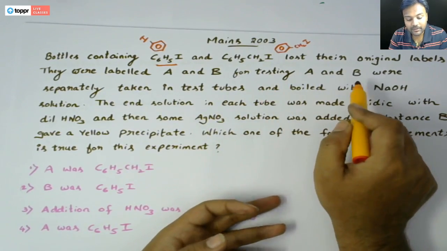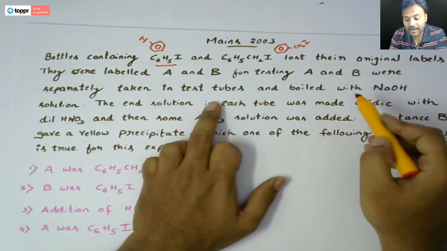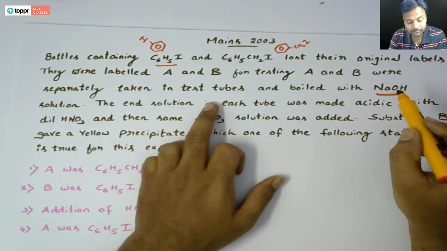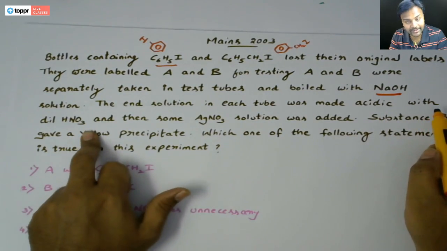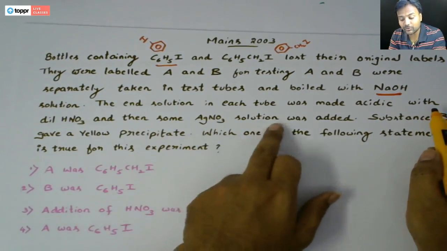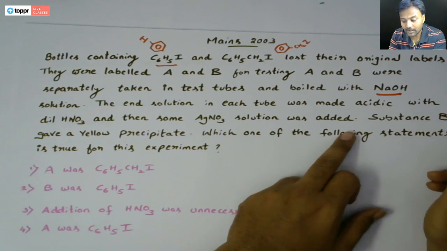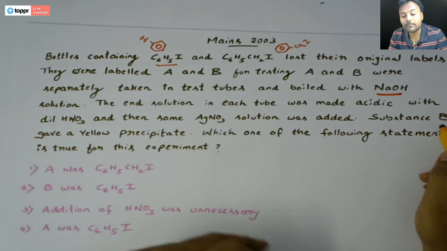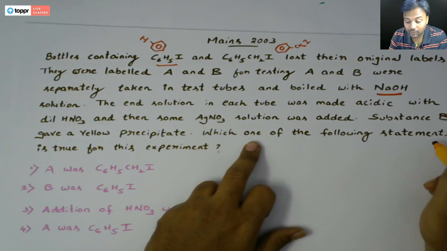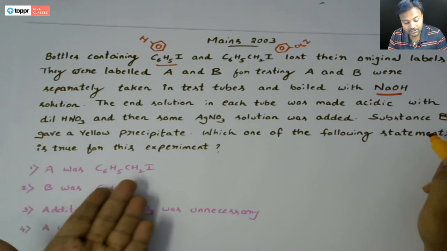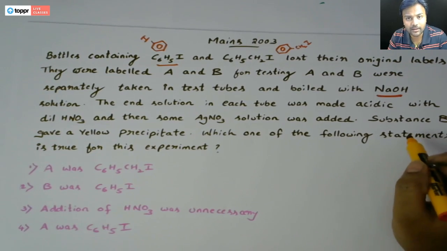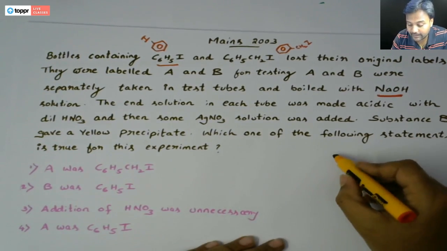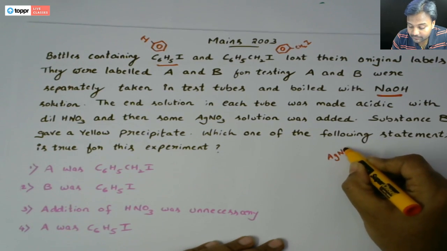For testing, A and B were taken separately in test tubes and boiled with sodium hydroxide. The end solution in each tube was made acidic with dilute nitric acid, and then some silver nitrate solution was added. Substance B gave a yellow precipitate. Which one of the following statements is true for this experiment? They have given options: A was this, B was this, and addition of nitric acid was unnecessary. Okay, so this is usually the silver nitrate test.